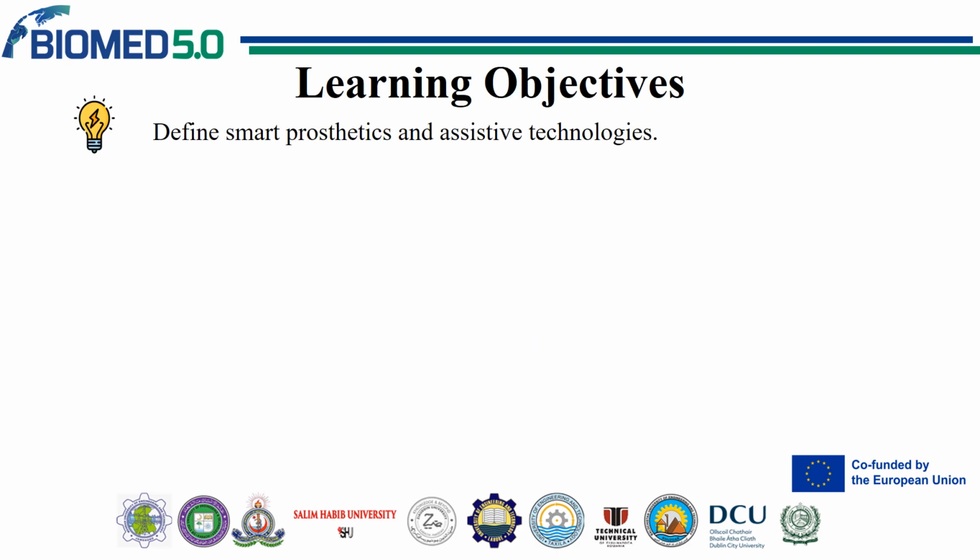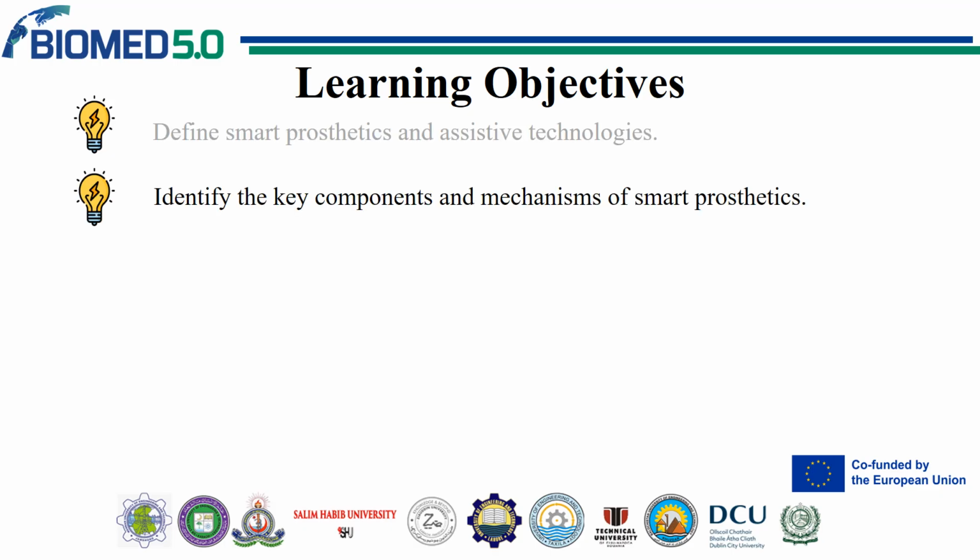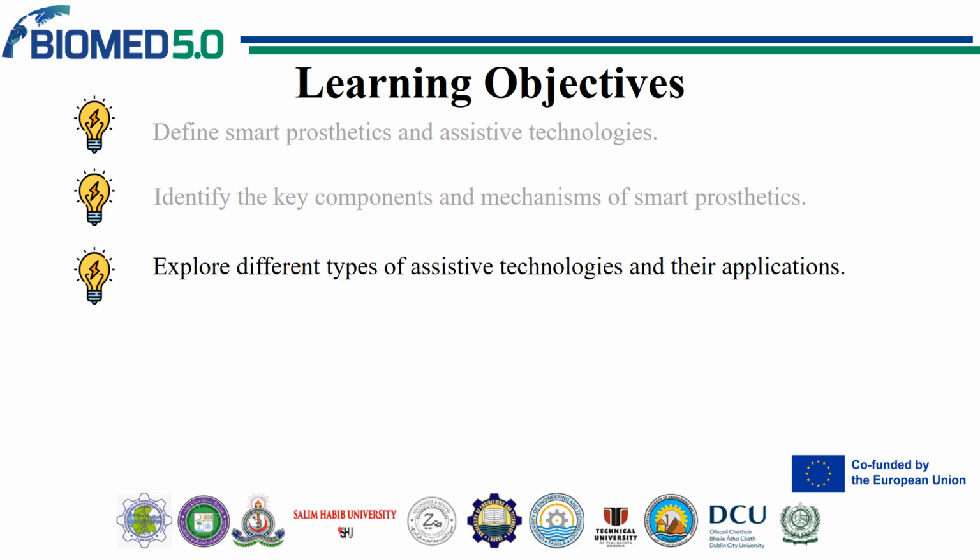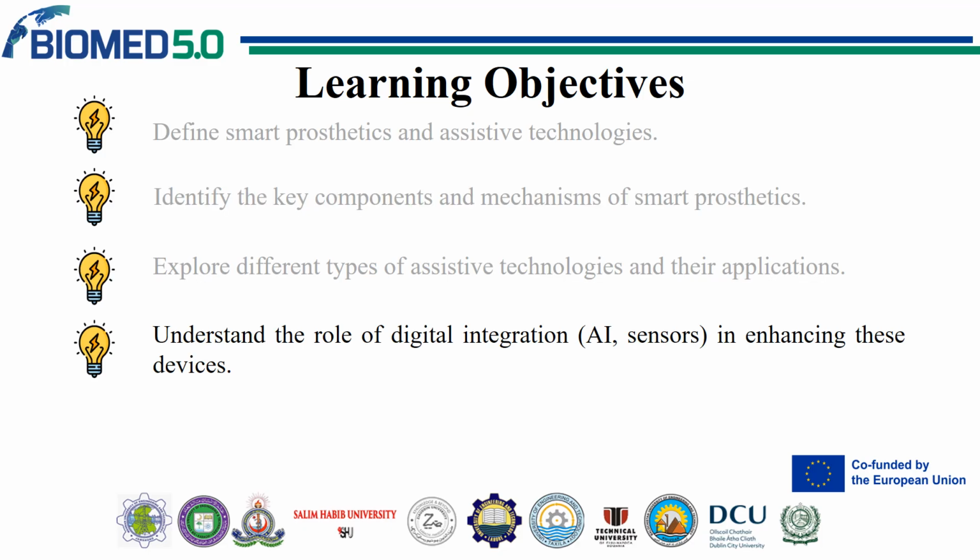By the end of this lesson, you will be able to define both smart prosthetics and various assistive technologies. We will delve into the key components and sophisticated mechanisms that enable smart prosthetics to function. You'll explore a range of assistive technologies and their diverse applications, from mobility to communication.